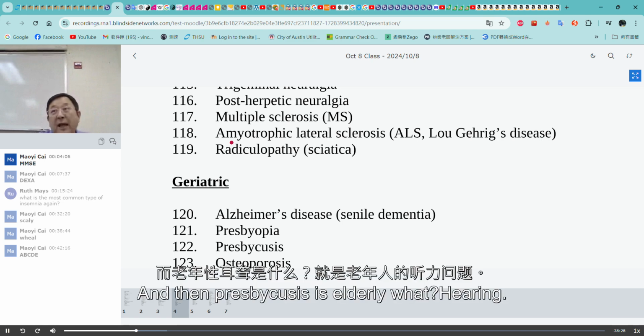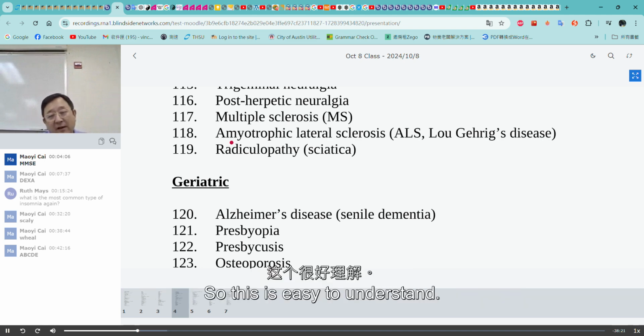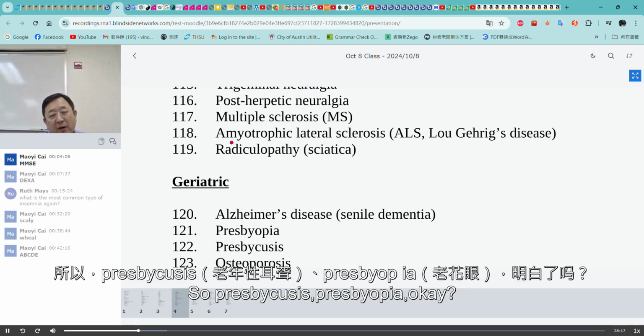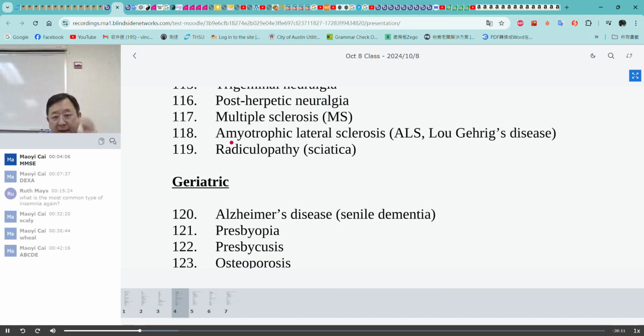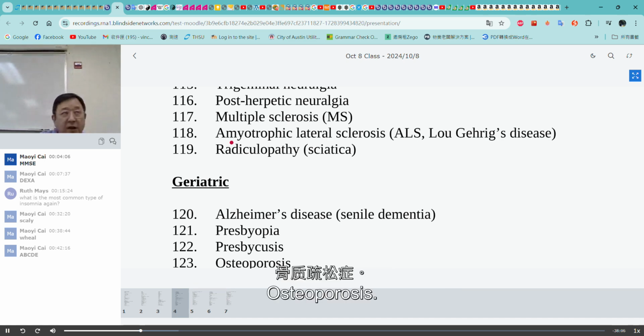And then presbycusis is elderly what? Hearing. That means hearing impairment in elderly people. So this is easy to understand. Presby means elderly. So presbycusis, presbyopia, okay? Elder vision, elder hearing. Then after that, you have another one. Now this is being tested a lot.